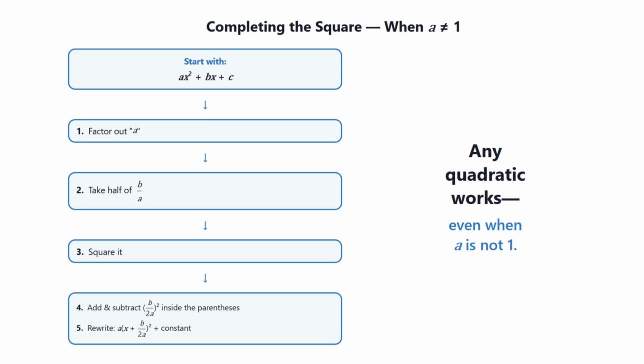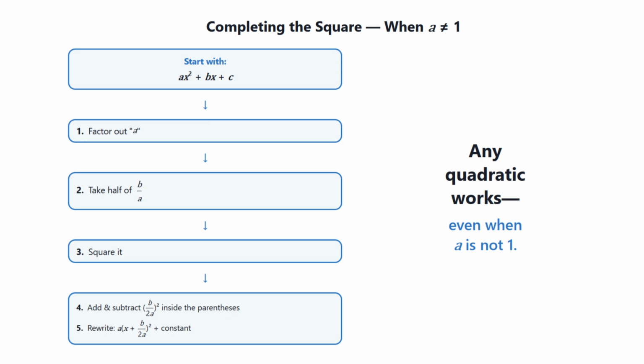We take half of the new coefficient of x, which is now b over a, square it, and add and subtract that value. This allows us to rewrite the entire quadratic as a times a perfect square expression, plus a constant term that sits outside. The crucial idea here is that completing the square still works perfectly, even when the quadratic has a leading coefficient other than 1. The process is nearly identical, you just need that one extra step at the beginning to factor out a. Recognizing this pattern will help you handle more advanced SAT questions confidently.